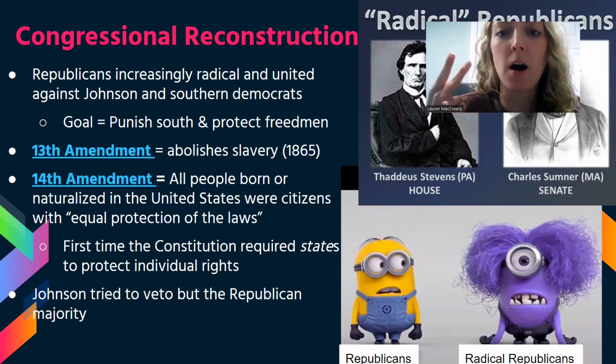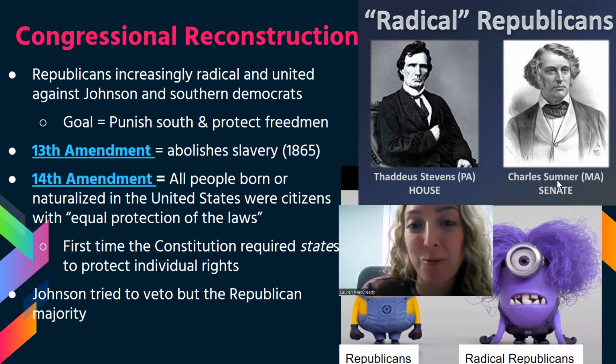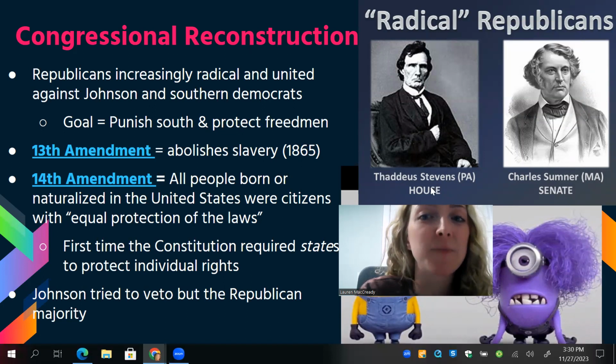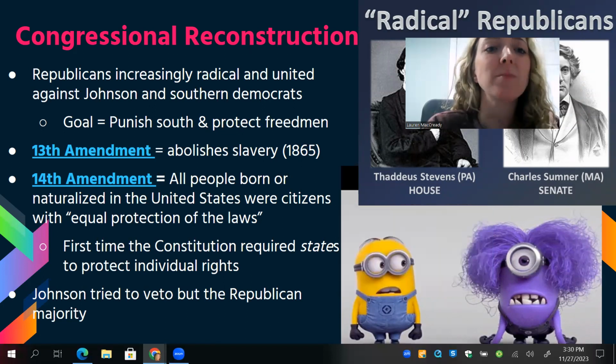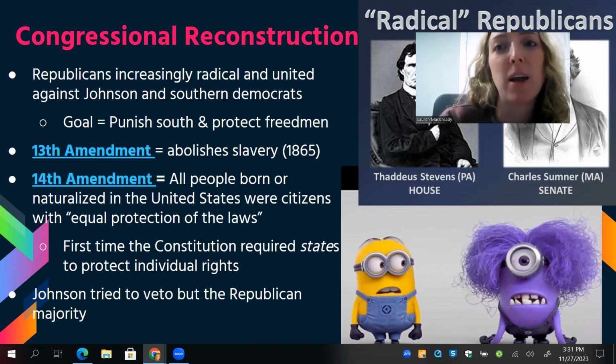So with the increasing radicalness because of Johnson's continuous vetoes and what's happening in the South, 2 main radical Republicans are like the mouthpiece: Charles Sumner, from the Brooks-Sumner incident on the road to the Civil War, and Thaddeus Stevens. So their goal is now to punish the South, protect the freedmen, and if you can get rid of Johnson, get rid of Johnson. And so the 13th Amendment abolishes slavery.